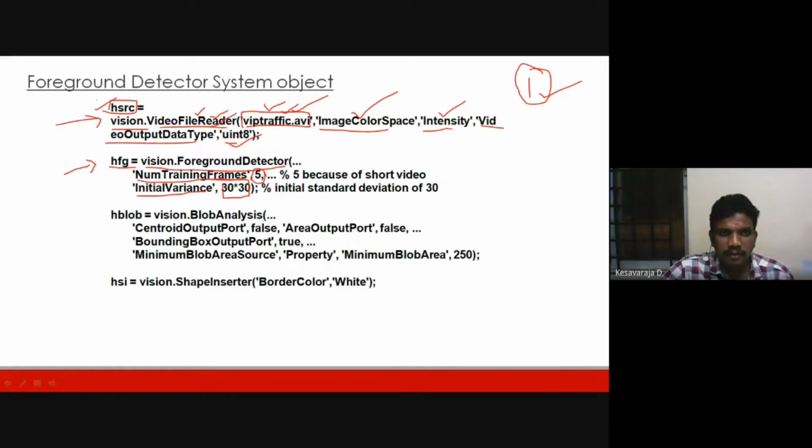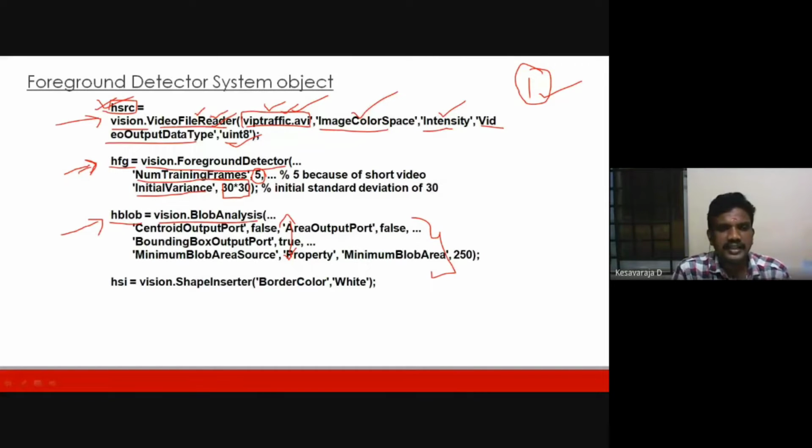Initially I am pointing to a source video. Second, I am creating a foreground handler. The number of training frames was 5, and the initial variance was 30 cross 30. Third, I am pointing to another handler, the blob, binary large object handler. Vision.BlobAnalysis, not required for these things. If needed, you can specify centroid, bounding box, minimum blob location, something like that. Otherwise, it's not required now.